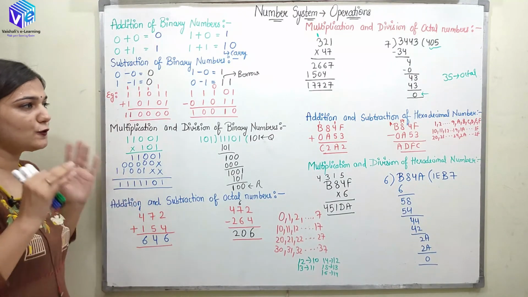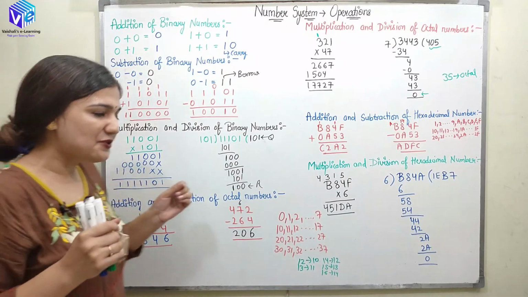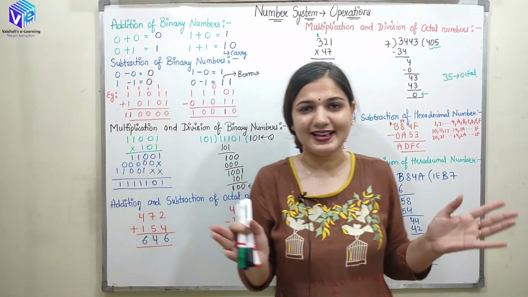So this is how you do all of the operations on all of the number systems. You are very pro in the decimal number system, so I didn't explain it.